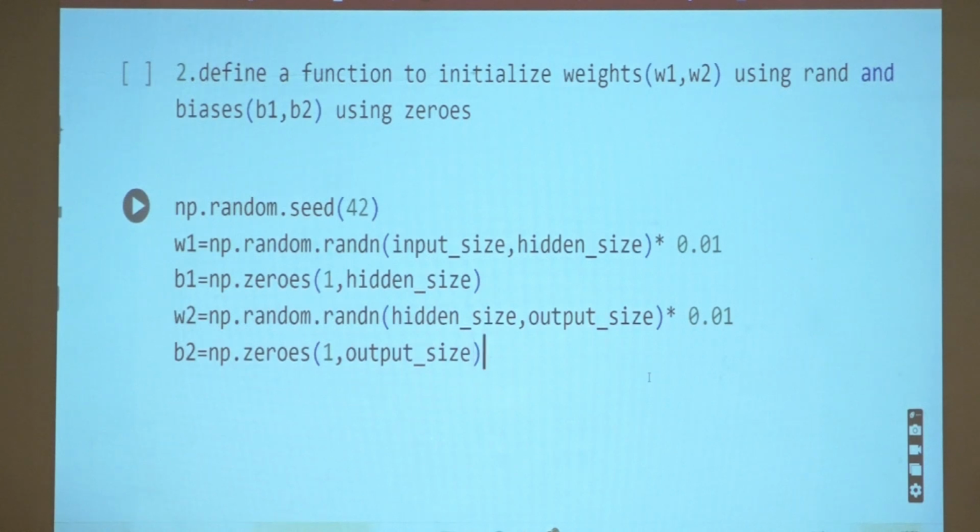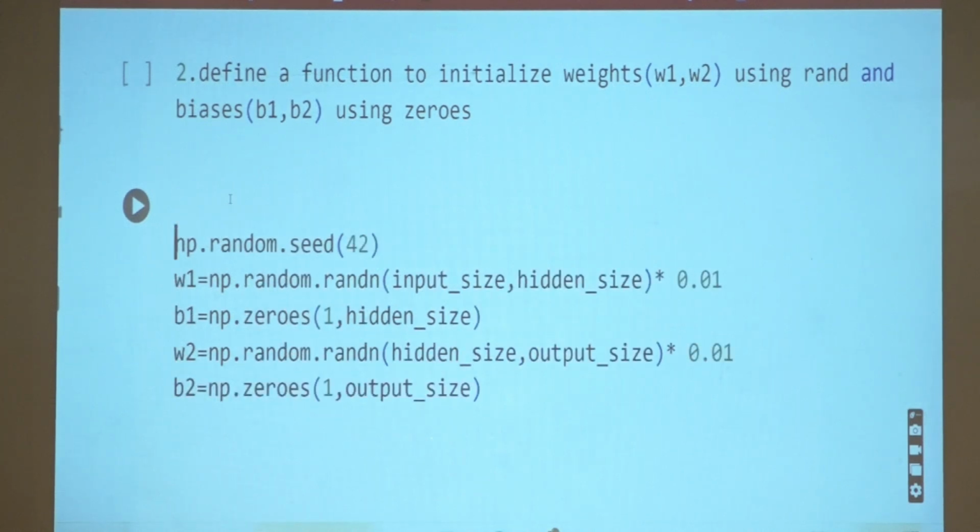So W1 is nothing but the random values generated between input and hidden size. I am multiplying that with a small value for faster convergence, to avoid the complexity of taking larger weights. I want very small weights to be assigned, hence I multiply the randomly generated weight with a small value.